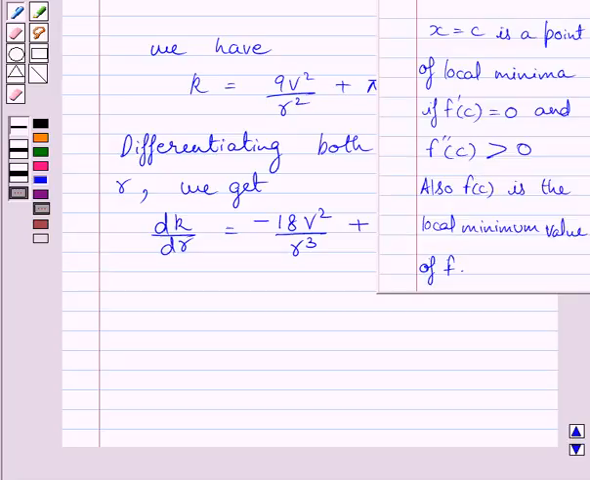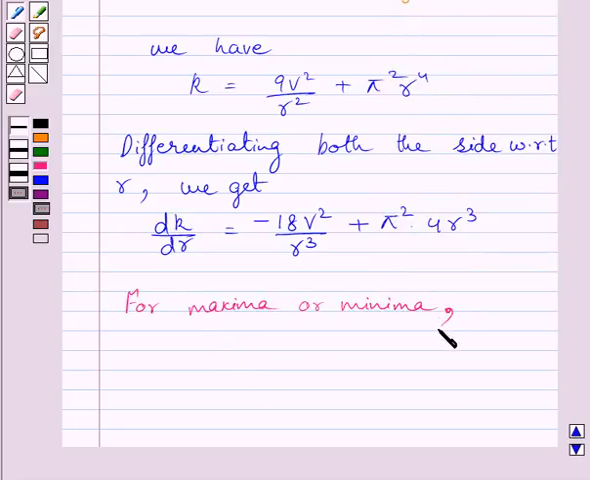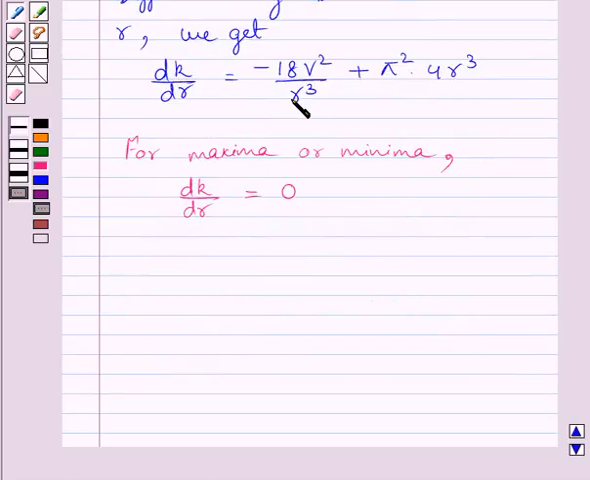Now we know x is equal to c is a point of local minima if f dash c is equal to 0 and f double dash c is greater than 0. Also, f of c is the local minimum value of f. Now to find the value of c, we will first put dK upon dR is equal to 0. For maxima or minima, dK upon dR must be equal to 0. Now clearly dK upon dR is the sum of these two terms, so we substitute and get minus 18 V square upon R cube plus 4 pi square R cube is equal to 0.